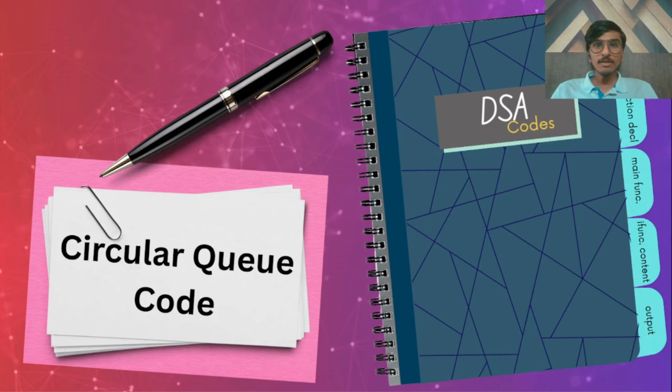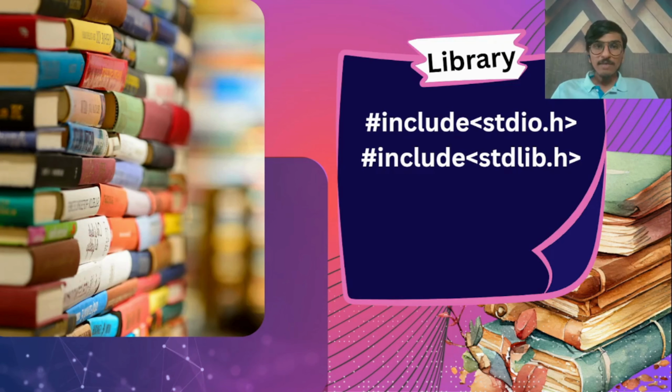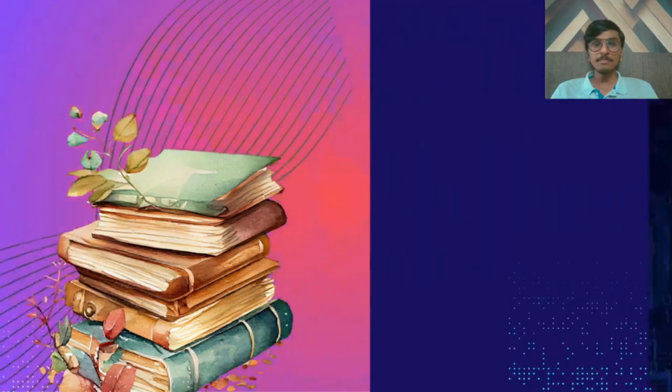Now that we have gone through the concept, let's quickly look at how a circular queue is implemented in code. This section will give you an overview of the practical side. We will cover the structure definition, function declaration, and then briefly touch upon the key function implementation and an example of the main function. For our C implementation, we will include the standard input and output library stdio.h and the standard library stdlib.h, which provides functions for memory allocation.